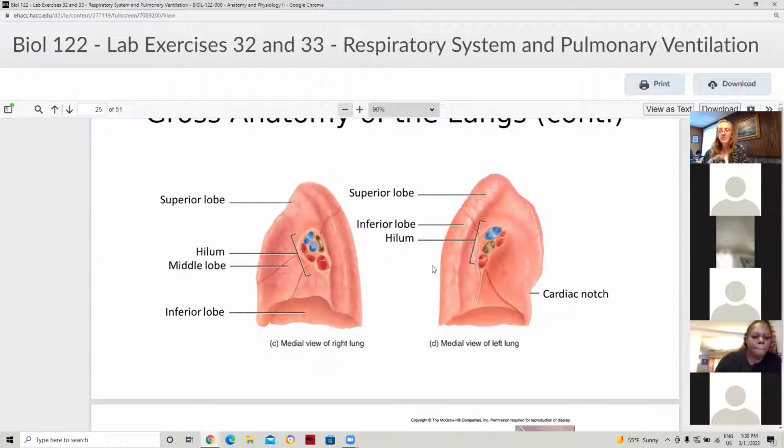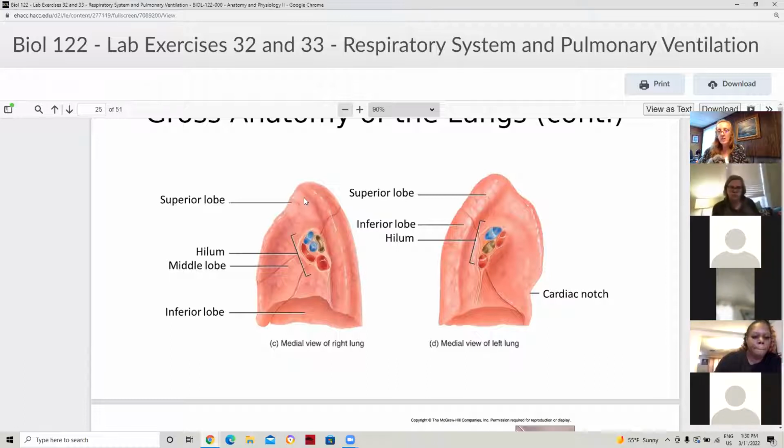Looking at the medial view of both lungs, the hilum is where the bronchi, arteries, veins, and lymphatics are going to enter the lungs. Remember, the left lung has a superior lobe and an inferior lobe, and the right lung has a superior lobe, a middle lobe, and an inferior lobe.